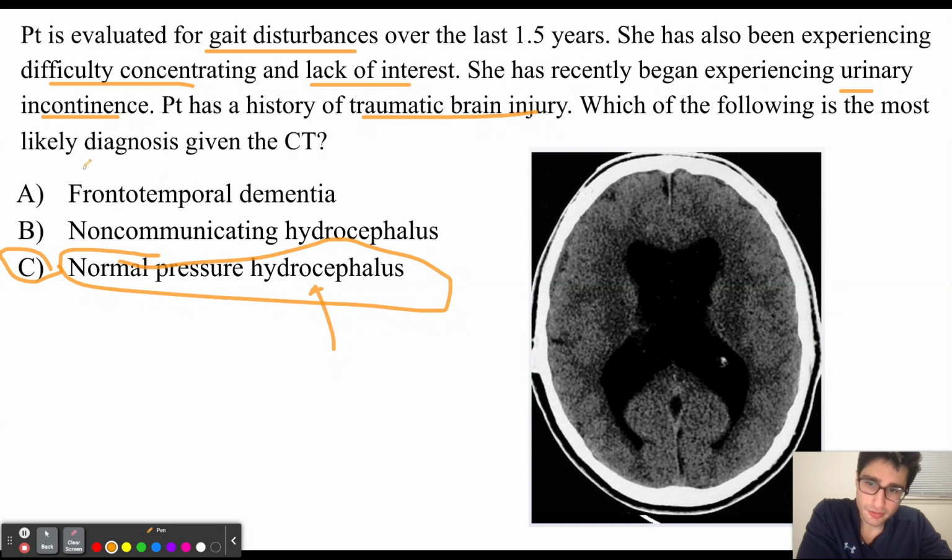Answer choice A is frontotemporal dementia. Frontotemporal dementia most commonly presents with personality changes as well as aphasia.